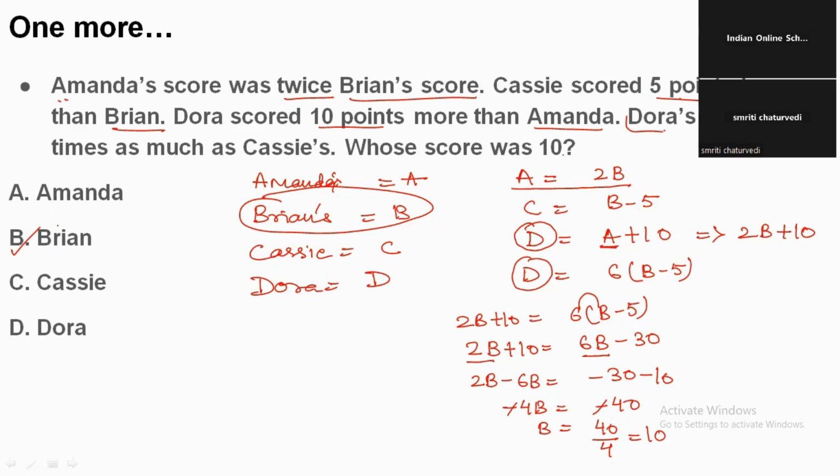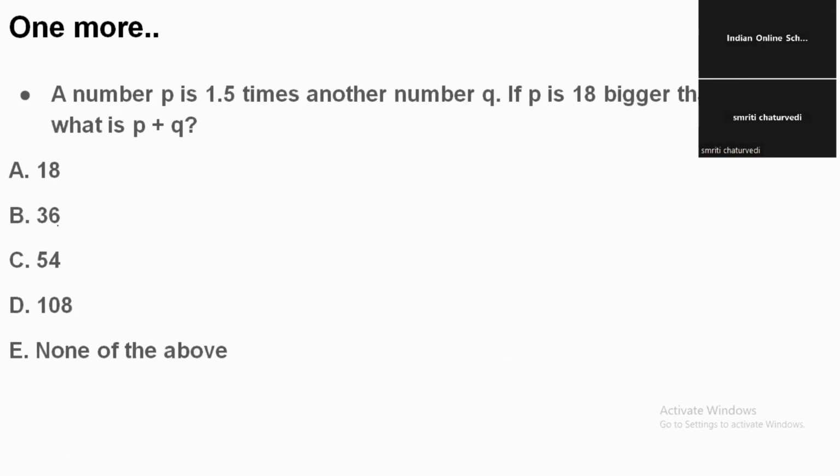Okay, everyone. Let's take one more example. A number P is 1.5 times another number Q. Now, if P is 18 bigger than Q, then what is P plus Q? So it is clearly stating that P is equal to 1.5 of Q. And P is 18 bigger than Q, which is Q plus 18. Then what is the value of P plus Q?